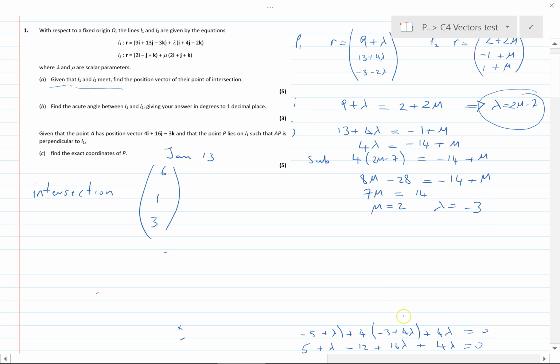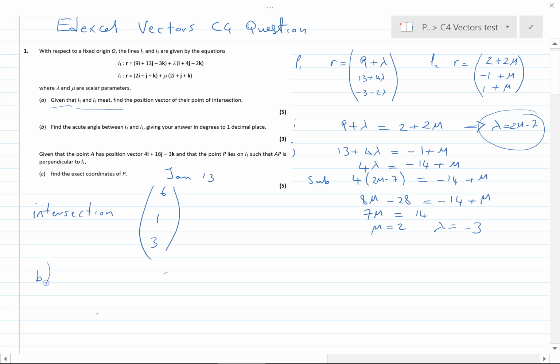As is the next bit. Now part B, it's all to do with the dot product that we need to use, and it was the acute angle. Remember, it's the direction vectors that we need. These are the ones we want. This bit is irrelevant. It's actually what direction they're going in, of course, which will determine the angle in between. I'm just going to go straight to it without faffing about too much.